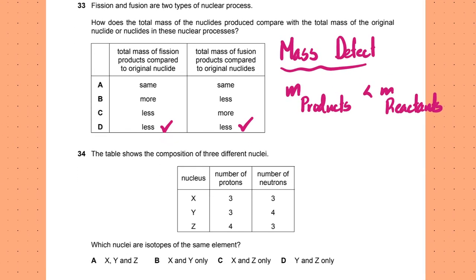34, the table shows the composition of 3 different nuclei. You have number of protons, number of neutrons, which are isotopes. So same number of protons, obviously. So X and Y only. Pretty easy.